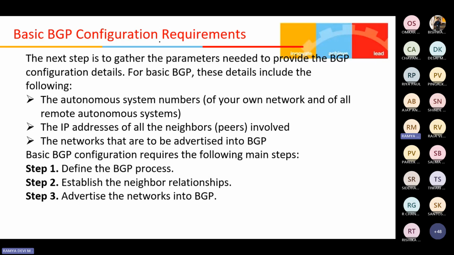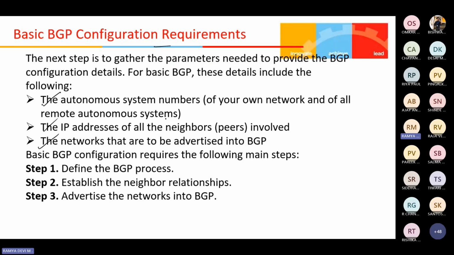Now we'll see the configuration requirements. Before configuring BGP, you need to collect certain details. First, the autonomous system number, and the autonomous system number of the remote autonomous systems as well, together with the IP addresses of the neighbors, that is, the peers. These are the IP addresses of the routers with which you wish to establish a connection. The third thing you have to collect is the networks: what networks you have to advertise into BGP.